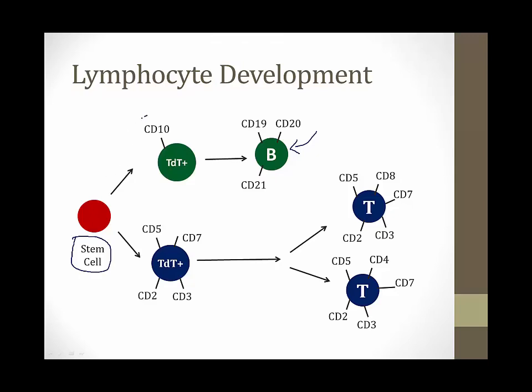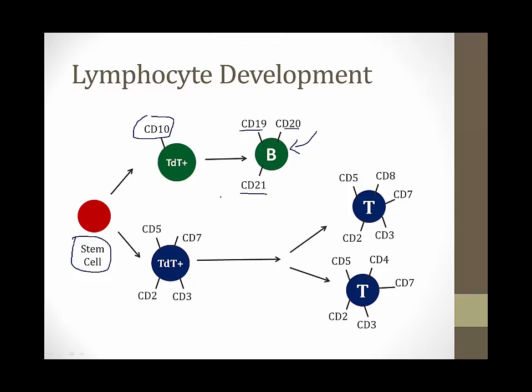Developing B cells have a surface marker called CD10 that will eventually go away, and then the mature B cells will have surface markers like CD19, CD20, and CD21. So the presence of CD10, 19, 20, or 21 suggests that the cell you see in a peripheral blood smear is a cell of the B cell lineage.